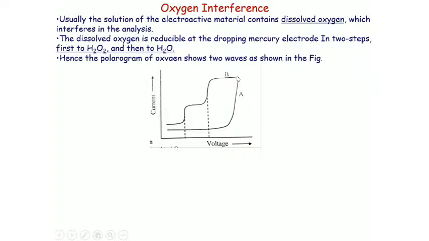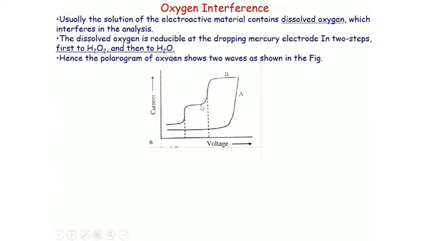Here, A shows the wave in the absence of oxygen gas, and the other is the wave in the presence of oxygen gas. Therefore, a polarographic nuisance is observed here, and it is due to the dissolved oxygen present in the solution.